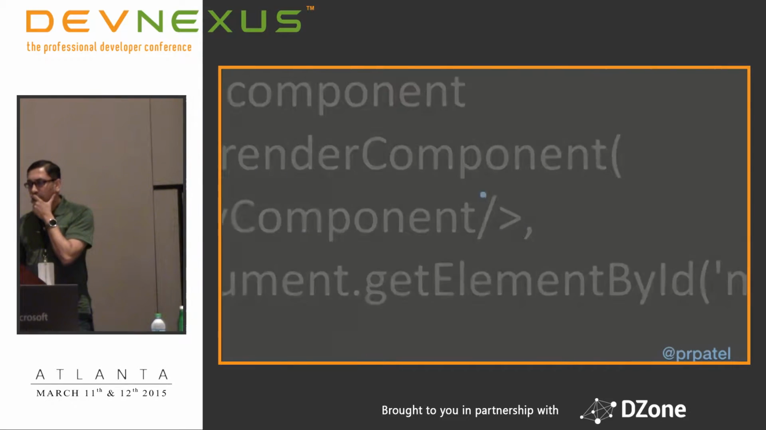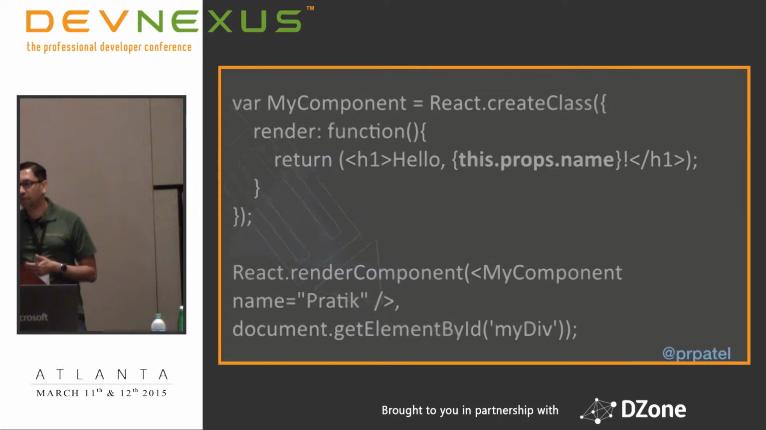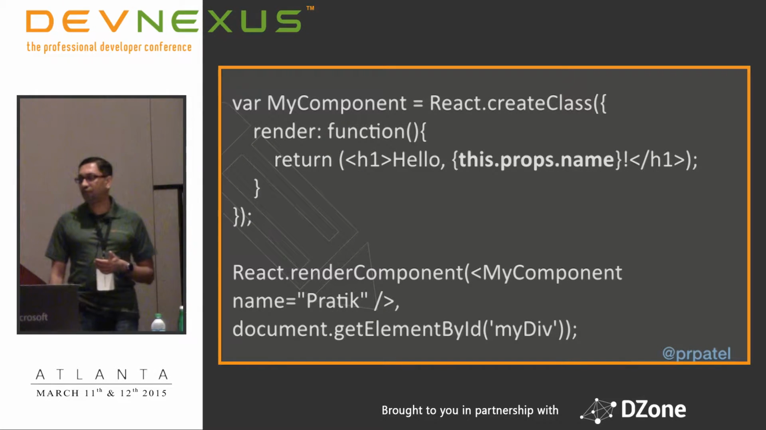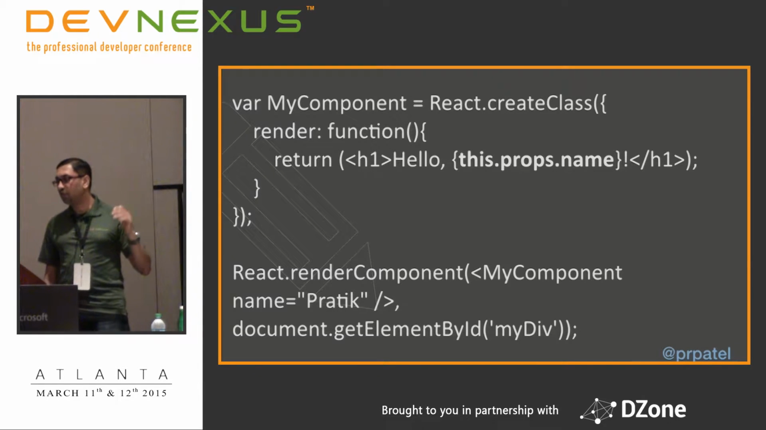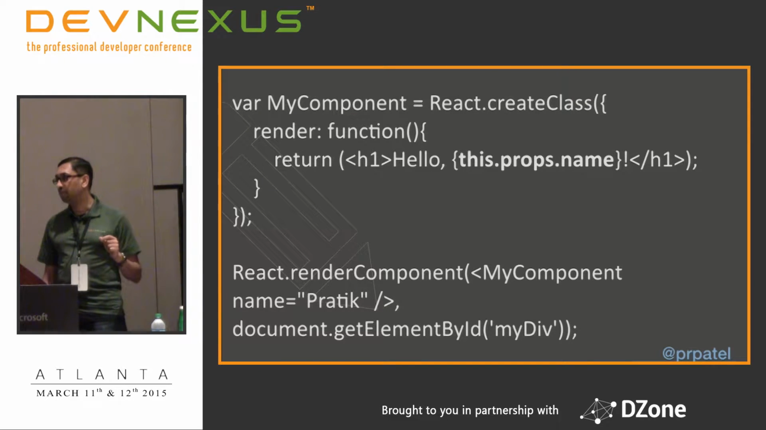All right, so we talked about how you create a component. We talked about how you actually take a component and show it in the web browser. Let's talk about some of the attributes that are available to you inside of a React component. Okay, so here you can see that I have, similar to before, create a component called my component, and in the middle you'll see I have this.props.name.